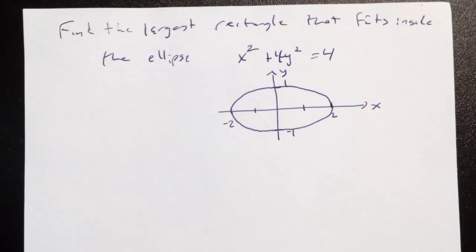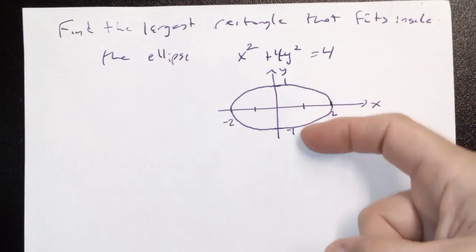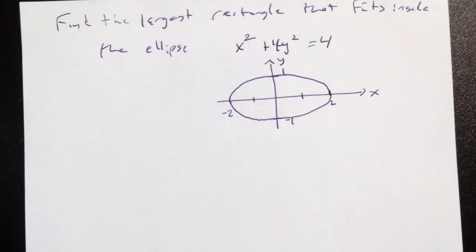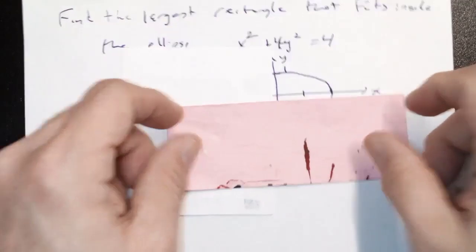Except for my artwork, this is an ellipse. It's supposed to be symmetric from left to right. It's supposed to be symmetric from top to bottom. So really, if I can put a big rectangle in this corner, I could just flip it over and then flip it over again. So I really only need to worry about what's going on in this corner.